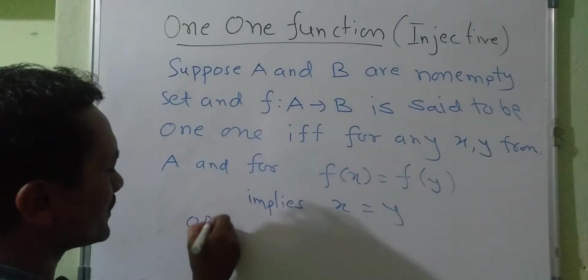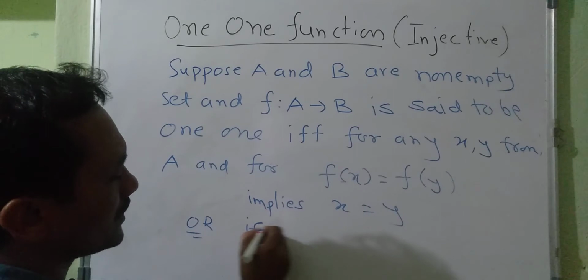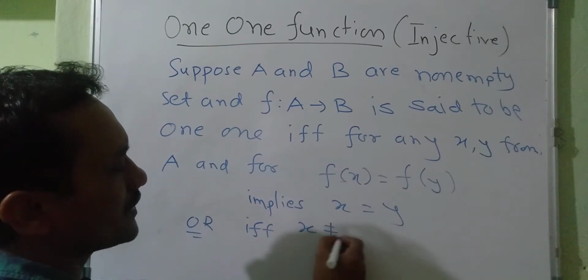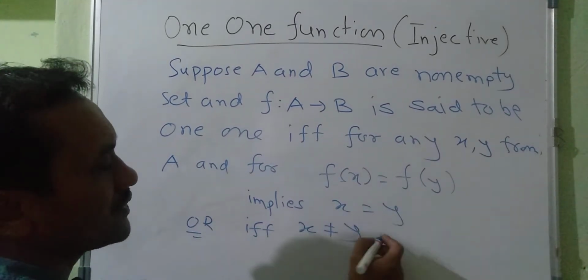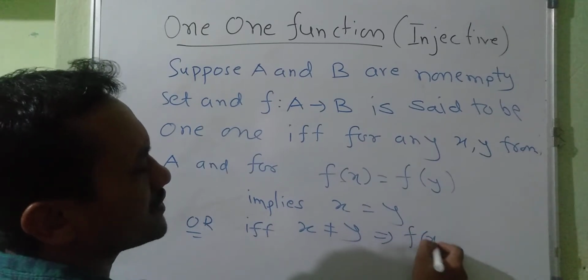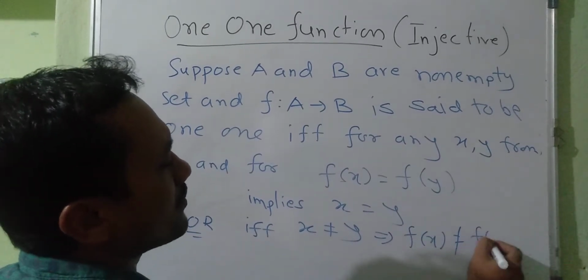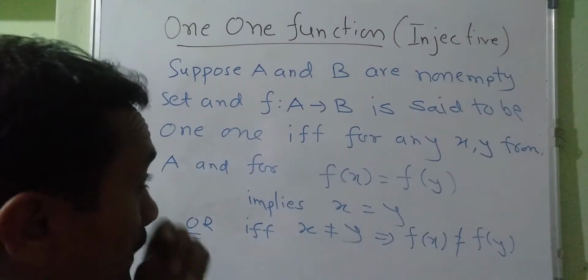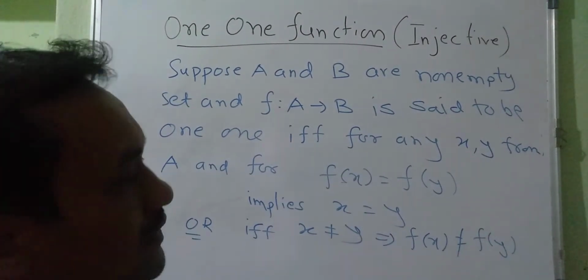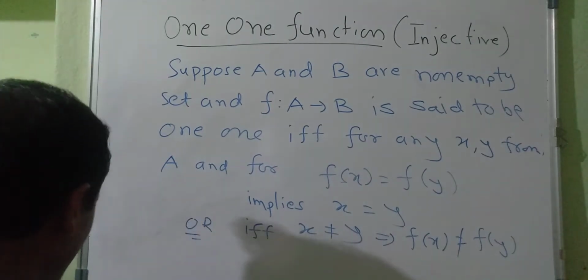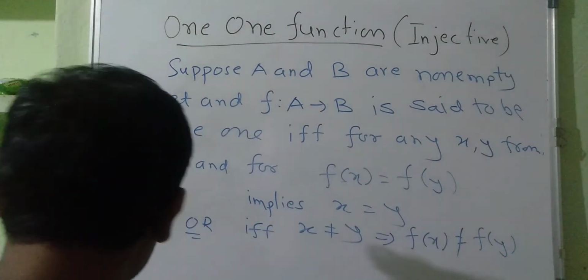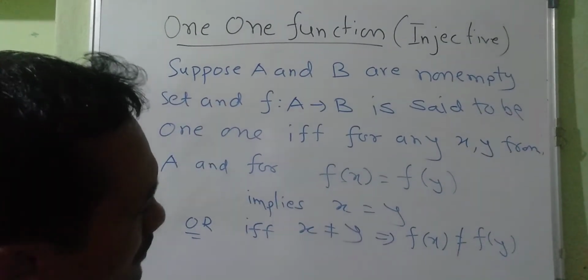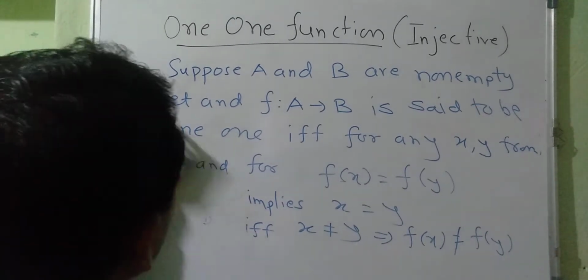Or we have another definition also: if and only if x is different from y, then f of x is also different from f of y. In this way or this way we can show any given function is 1-1. So by using some examples we will see how we can check whether given functions are 1-1 or not. Let us take one example.